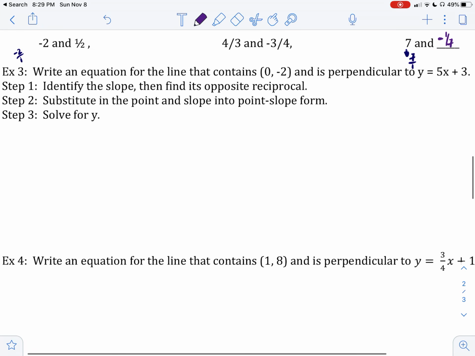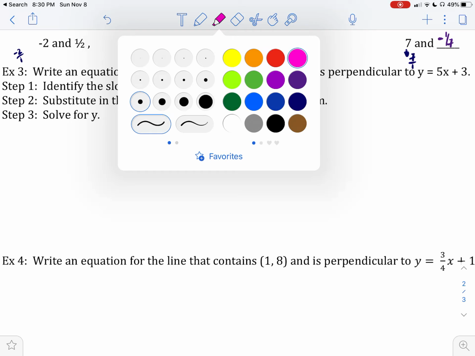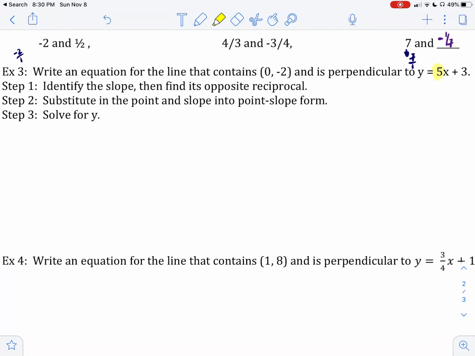Okay, so if we want to write an equation for the line that contains the point (0, -2) and is perpendicular to y = 5x + 3, let's identify the slope first. We are in y = mx + b form, so our slope is in front of that x, so our slope is 5. If the slope is 5, we need to find the opposite reciprocal.